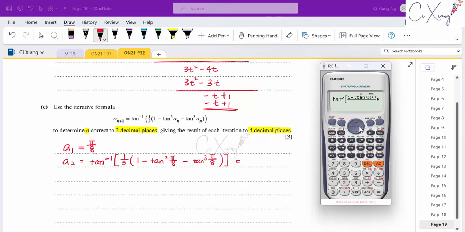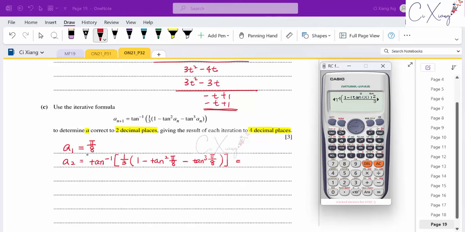Make sure that you double check to make sure your equation is correct before you apply it to find out all the iteration formula. So I double check again. I'm having 1 minus tangent square x, then minus tangent cube x divided by 3. So I think this is correct already.